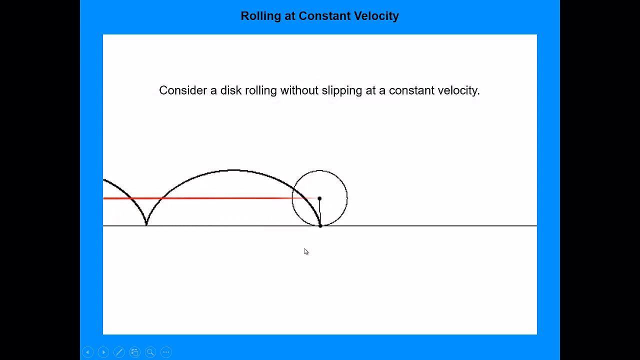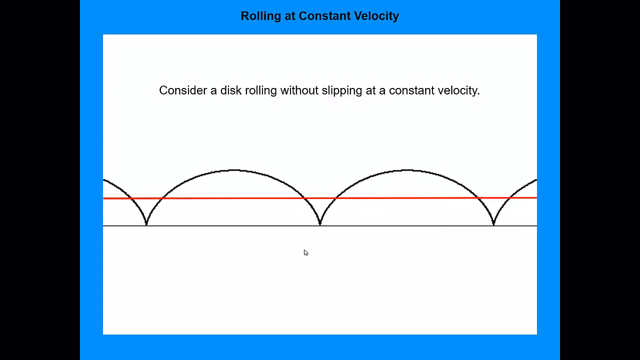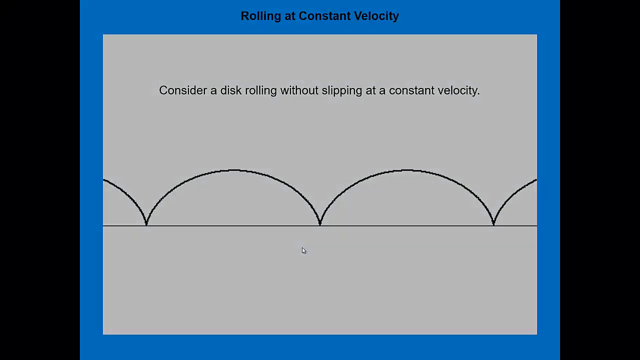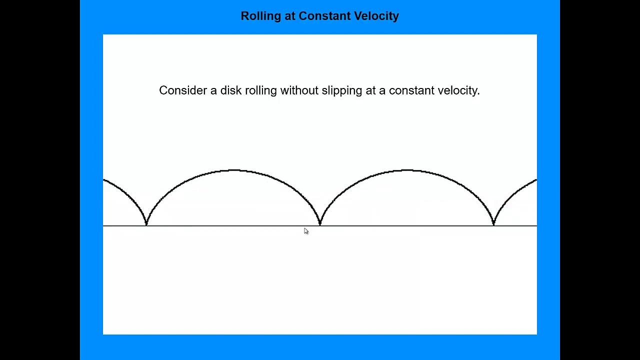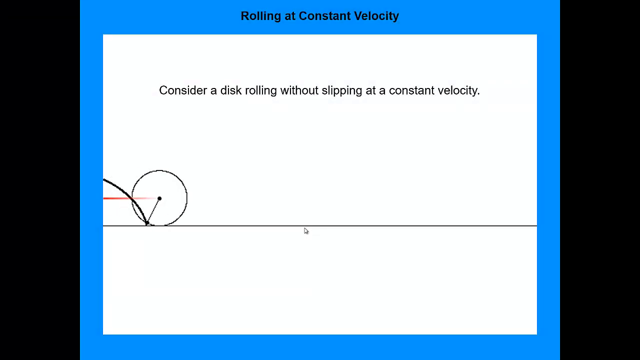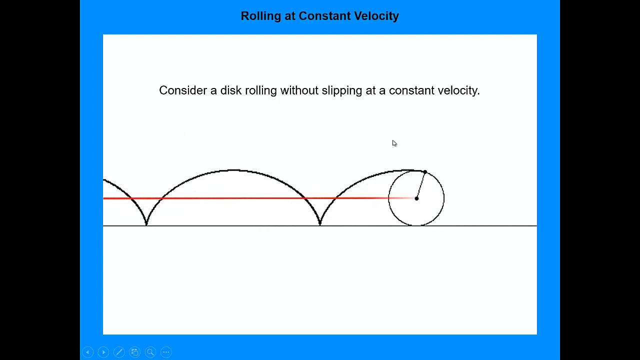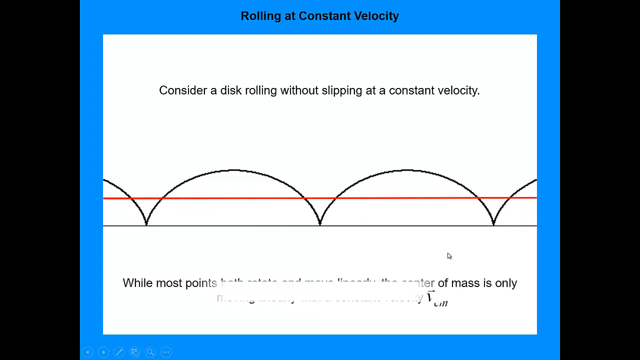Now, if you notice here, the outside point is not moving in anything that we would recognize as constant velocity. It's not moving linearly. It's rotating and moving linearly. It's moving from left to right, and it's moving around. But there is a single point which is moving linearly. You see that point at a constant velocity? What is that point? That's the center of mass. So while most points rotate and move linearly, the center of mass moves linearly at a constant velocity, which we call v CM. The CM stands for center of mass. So this is the velocity of the center of mass.